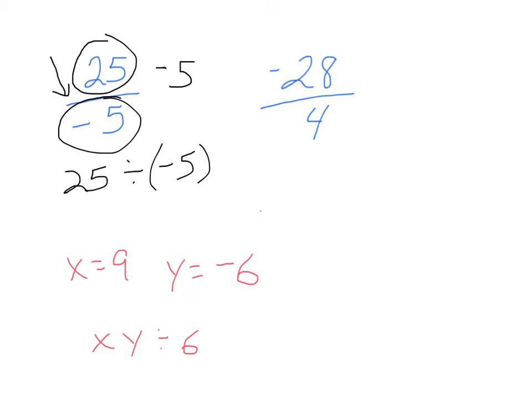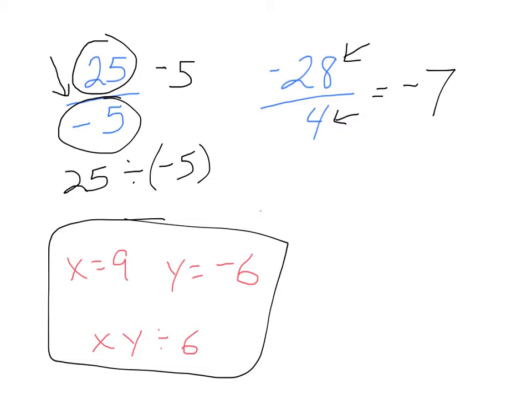So here it's 28 divided by 4. I know 28 divided by 4 is 7, and I see one negative, so it's going to be negative 7. Here I'm going to have to do a little bit of figuring. When I see a problem like this, I can substitute x for 9. And where I find a y, I'm going to substitute that for negative 6.